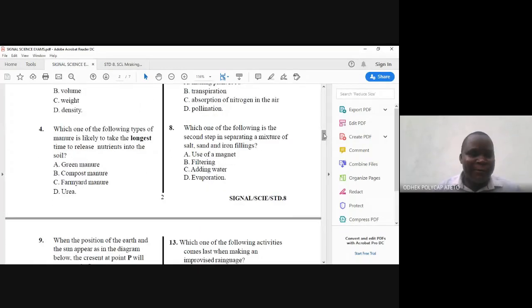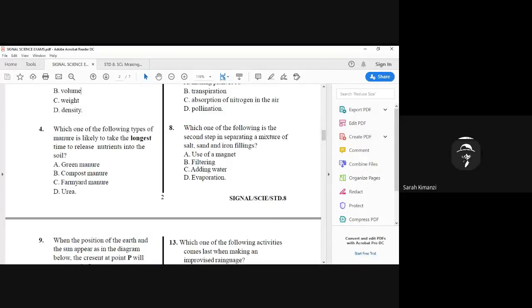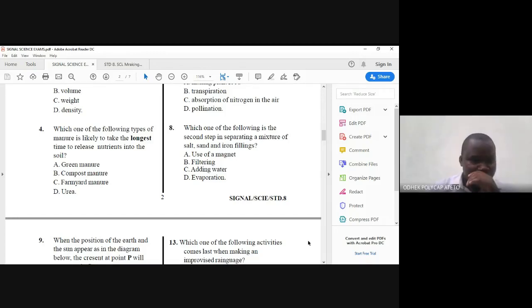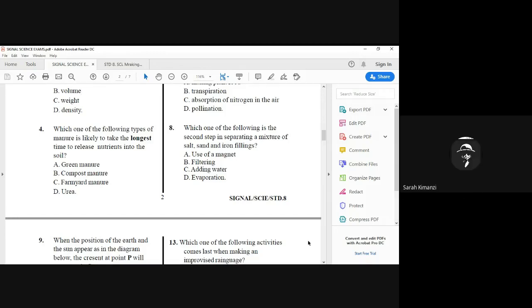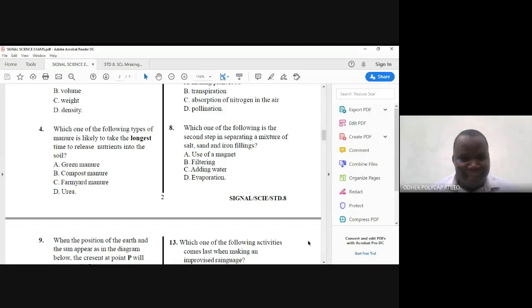Sarah, pick number 4. Which one of the following types of manure is likely to take the longest time to release nutrients to the soil? Green manure.